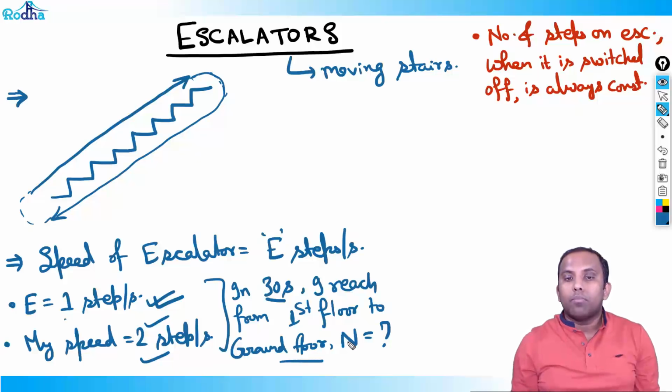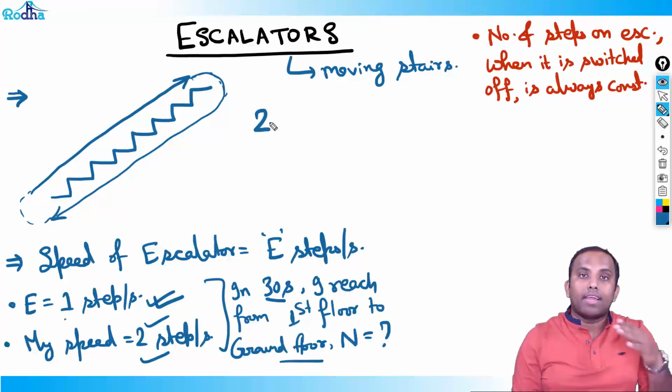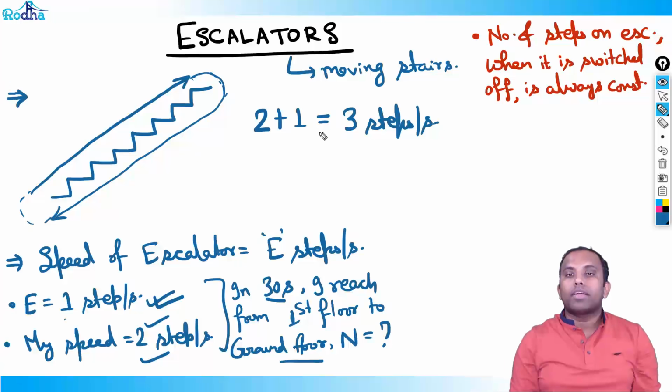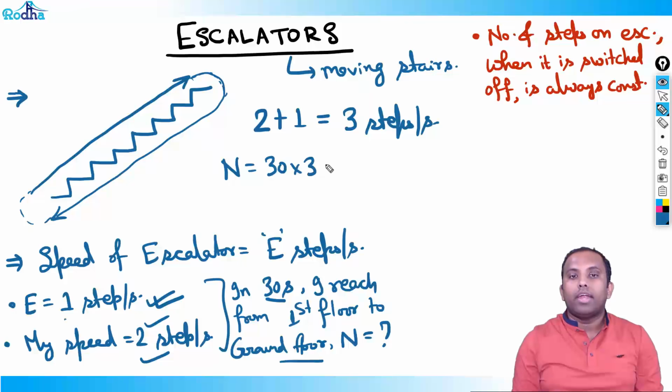That means what is the number of steps on the escalator? The escalator is helping me, so it's adding to my speed. That means I am coming down at the rate of 3 steps per second, and in 30 seconds I reach down. So n is how much? 30 into 3, 90 steps. That means the escalator has 90 steps, right?